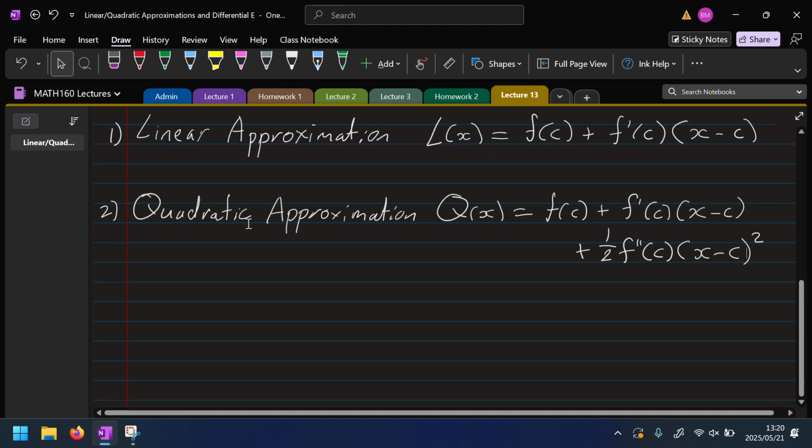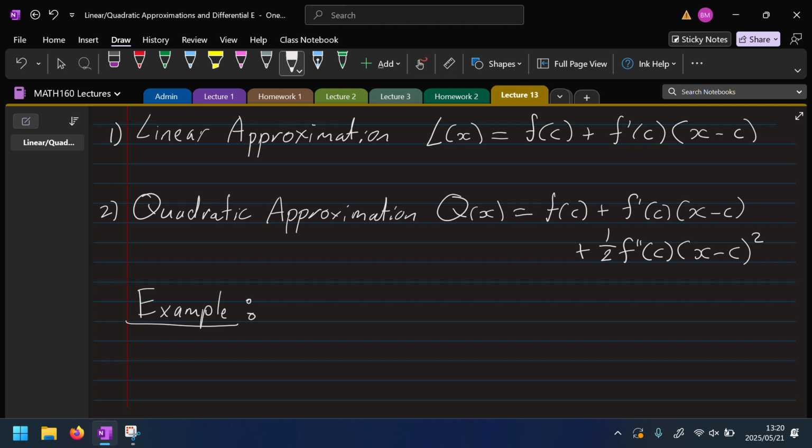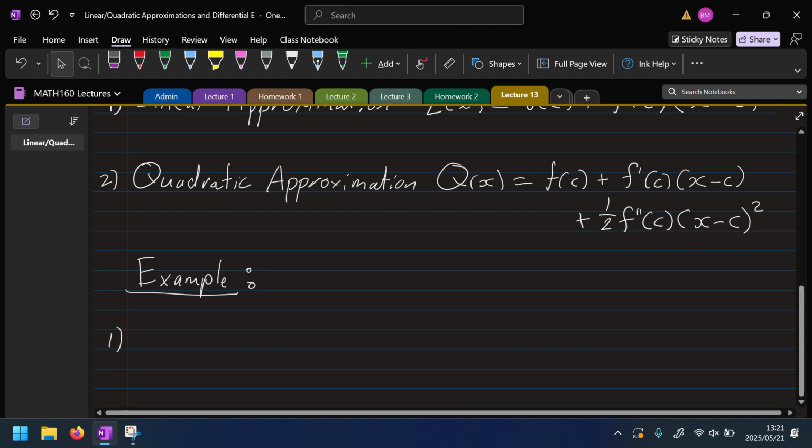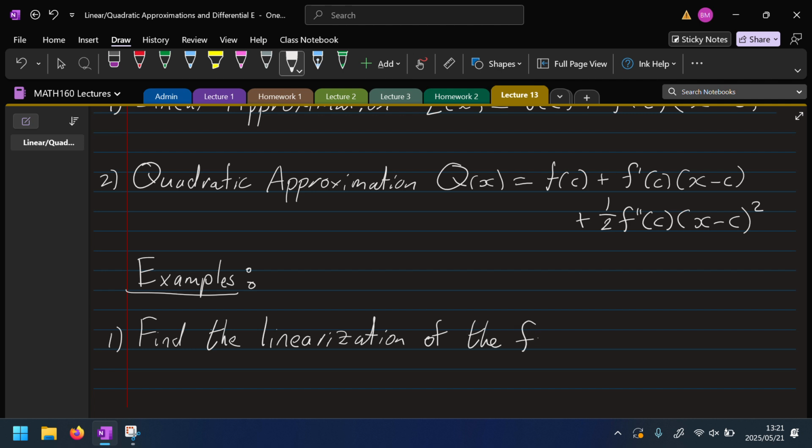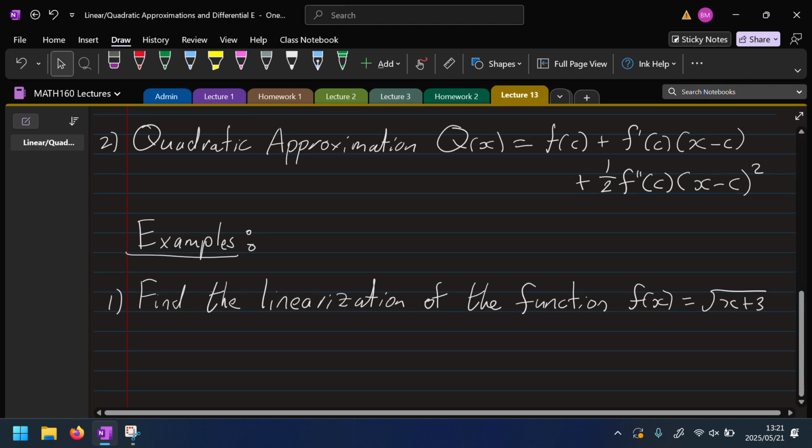Okay, so let's have a look at some examples. First example, number 1. Find the linearization of the function f of x equals root x plus 3 at the point x equals 1.